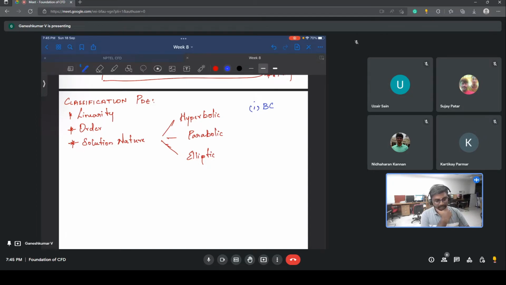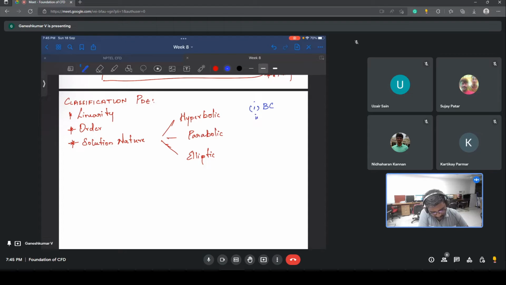By understanding the solution nature, you will come to know the characteristics. Characteristics means you will eventually use them for getting the boundary conditions. So for a PDE, what boundary conditions we need to specify, and where we need to specify them, will be given by the nature of this PDE. There are 3 types of PDE: hyperbolic, parabolic, and elliptic.